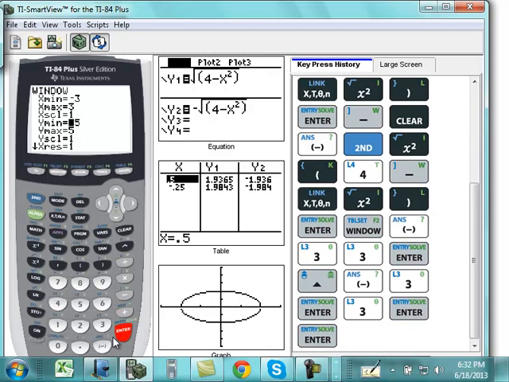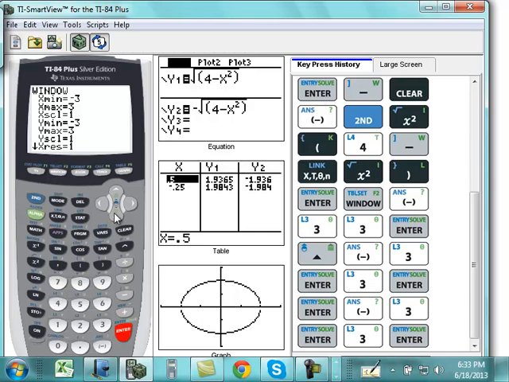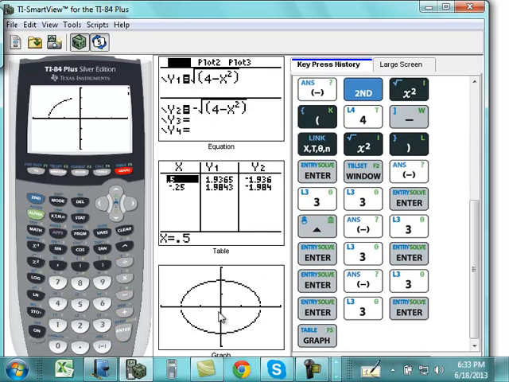X scale is 1. That's good. Y minimum, negative 3. Enter. Y maximum, positive 3. Enter. And Y scale is 1. That's perfectly fine. And of course, you see the preview down here. And it looks like an oval, huh? Even though we know darn well it's a circle.